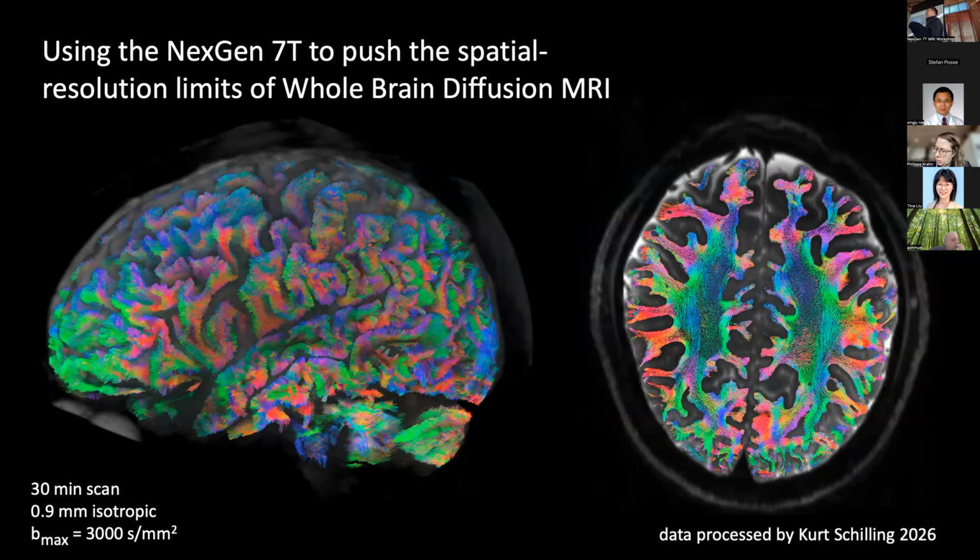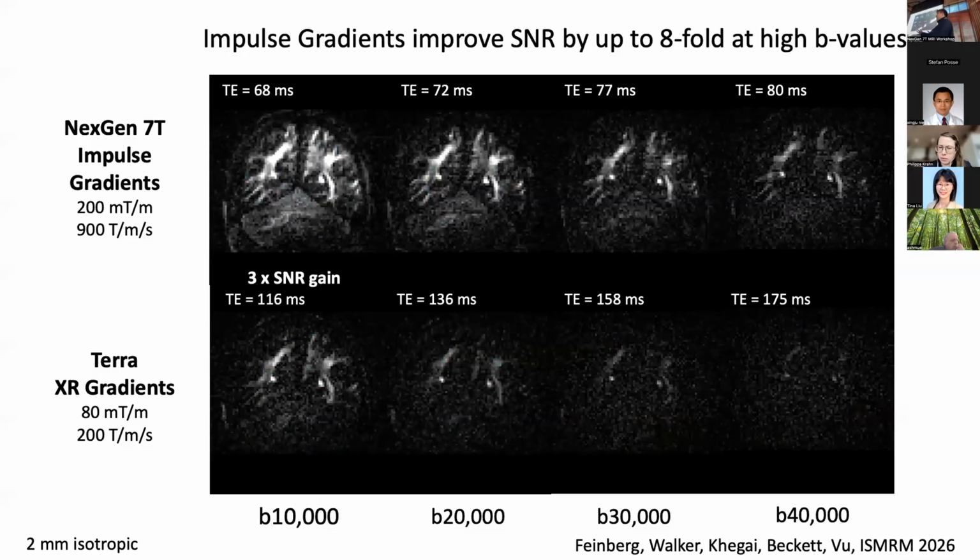For the sake of time, we couldn't push the resolution even higher, but I'll save that for others to talk about later. But for this next slide, I want to talk about, instead of pushing the spatial resolution, what if we step back a bit from spatial resolution and focus on angular resolution, or in other words, the ultra high B values. Here on the top, it's the NexGen 7T where we acquire B values of 10,000, 20, 30, 40, compared to what you would get if you do that same experiment on a standard 7T. And you can see, thanks to the much shorter echo times that we can achieve, the SNR gain grows dramatically as a function of the B value.